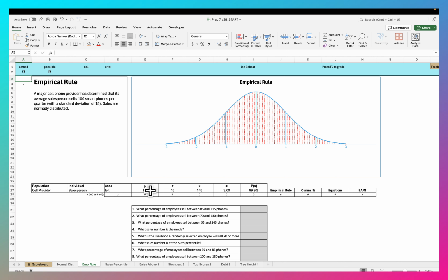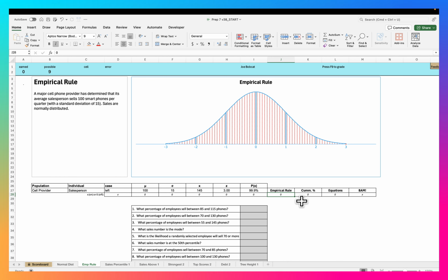The mean, we're not going to worry about this just yet. The mean is 100, so that's the average. It's going to be right there. Standard deviation is 15. All right, so let's get a few more numbers on here that'll help us out.